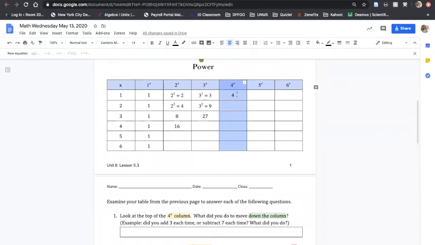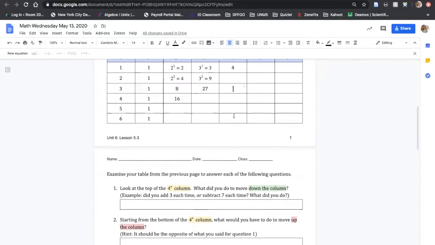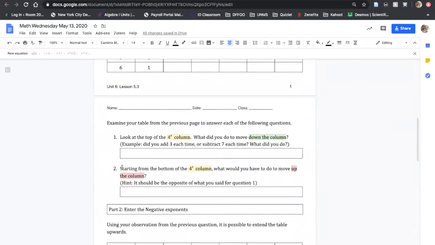So to move from this number here to this number, and then to move from this number to this number, what operation are you doing, right? Are you adding something? Are you subtracting something? But specifically, I want you to write out what exactly did you do, right? If you said you multiply by something, what did you multiply by? There's a reason why we're doing this. Then next thing, it says starting from the bottom of the 4 to the x column, what do you do to move up the column?